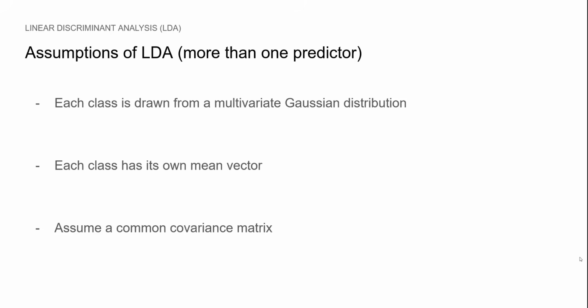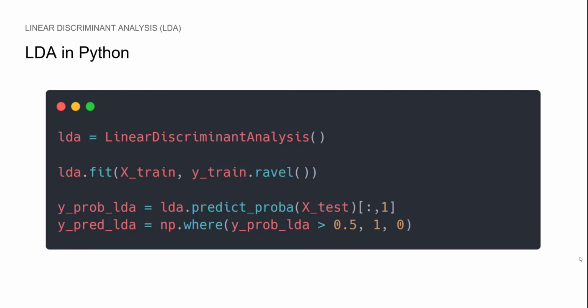So basically, we must use vectors and matrices instead of single numbers, compared to LDA with only one predictor. In practice, this is how we apply LDA. Once we initialize the linear discriminant analysis algorithm, we fit it on our training data, passing the features x and the target y. Then again, we get the probability with the method predict_proba. And finally, if the probability is greater than 0.5, we say it is part of a class, so we output 1, otherwise we output 0.